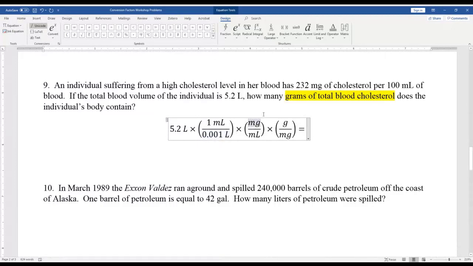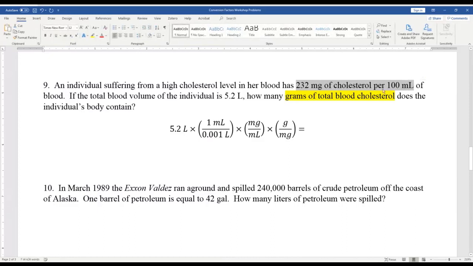All right. Now, how many milligrams are there per milliliter? What unit goes on top and bottom? Or what number, rather? How many milligrams? 1 milligram. Not quite. There we go. 232 milligrams. Remember, what relates milligrams to milliliters is this phrase right here. 232 milligrams per 100 milliliters.